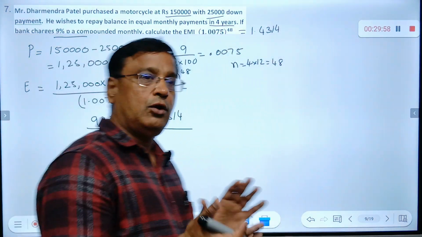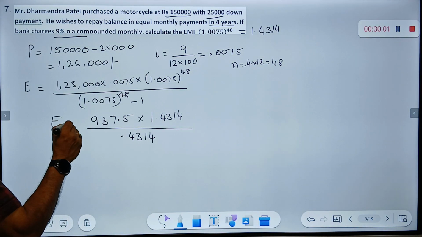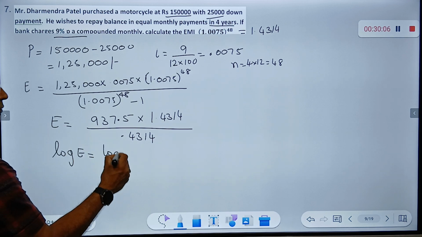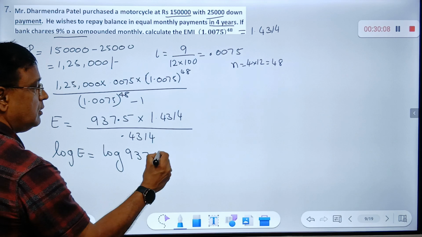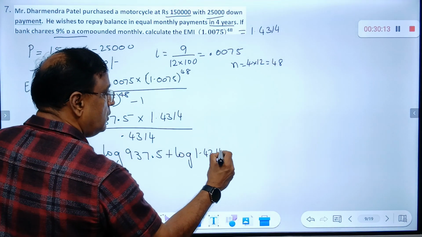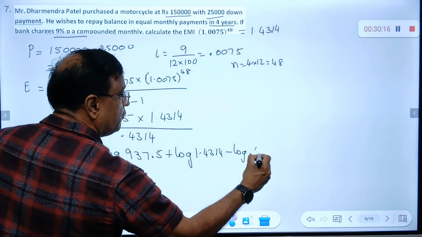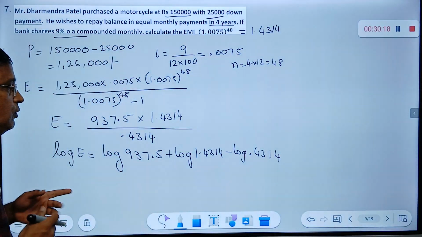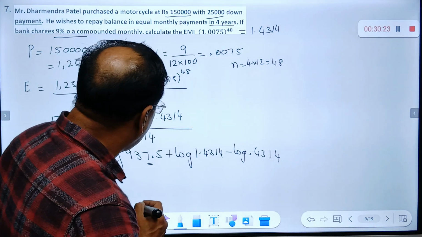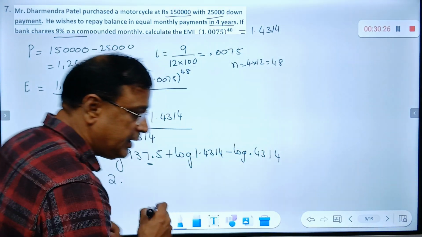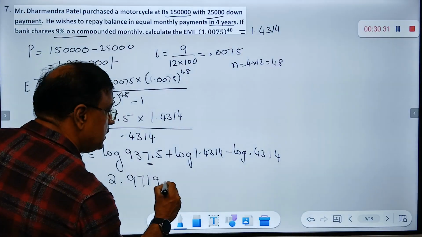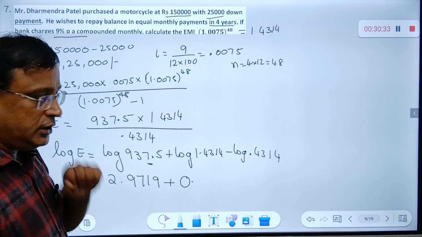Correct? Now you have to take log as usual. I am doing all this so that you get familiarized with the log. And you can always cross check using these videos whether you are getting the right answer or not. Log of 937.5 plus log of 1.4314 minus log of 0.4314. When I look at the log, the characteristic is 2 because it's a 3-digit number. And you look at log 9375, it happens to be 9719. Plus 0 point, it's a 1-digit number.